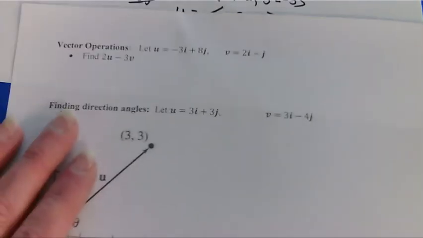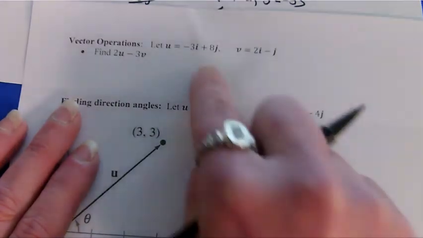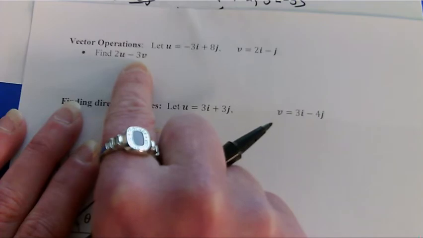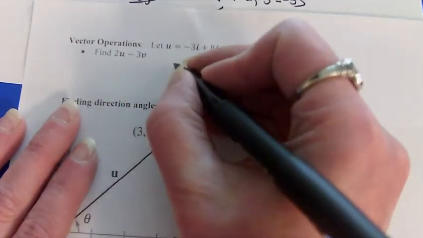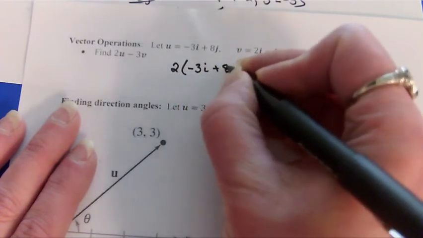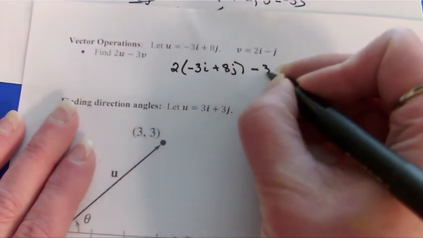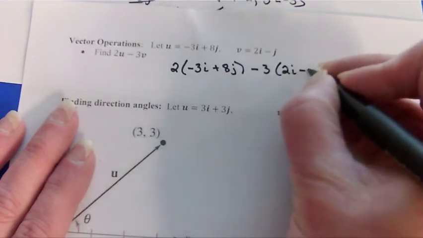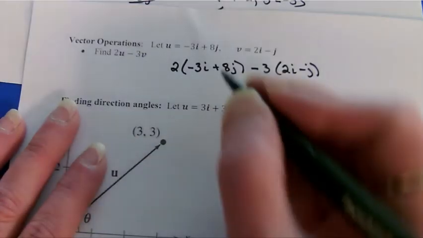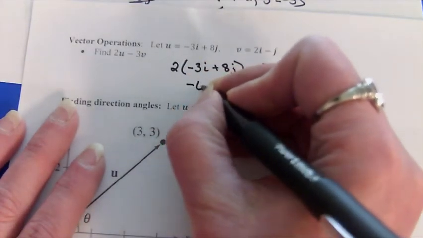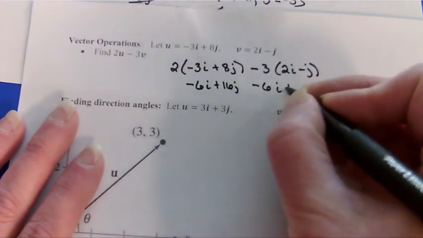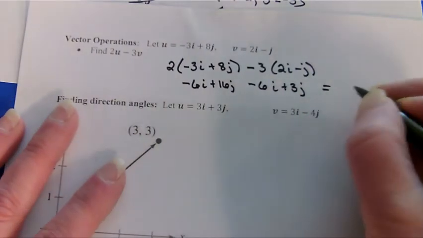So what if we had two vectors written in their linear combination form, and I was asked to find 2u minus 3v? It makes the operations a little bit easier, because 2u minus 3v means I'm going to do exactly what you would think you would do. Distribute, and then combine like terms.